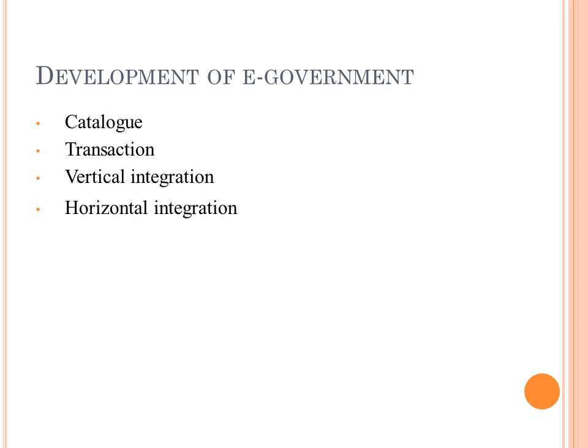However, before e-government became well established within US government, the technology went through a number of different stages. The first stage was the catalog stage, the second was the transaction stage, the third was the vertical integration stage, and the last was the horizontal integration stage. All of these stages encompass how the technology evolved within government or US states.